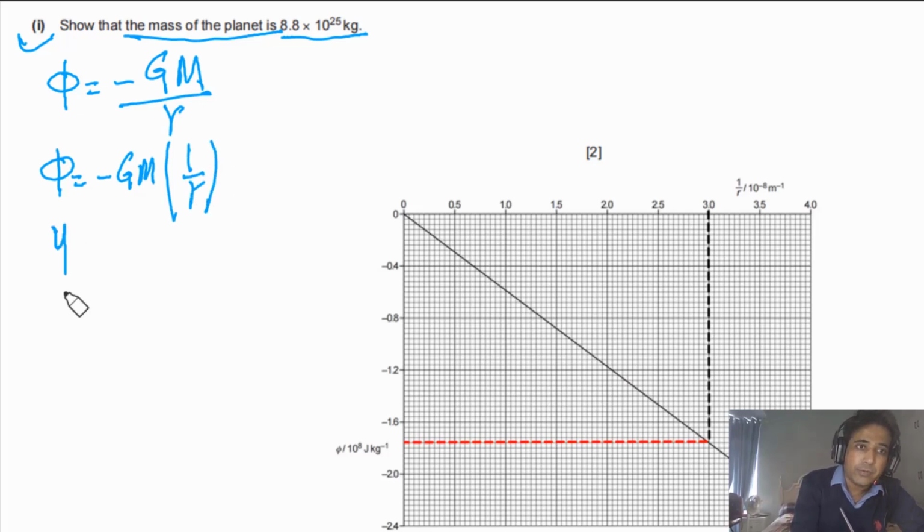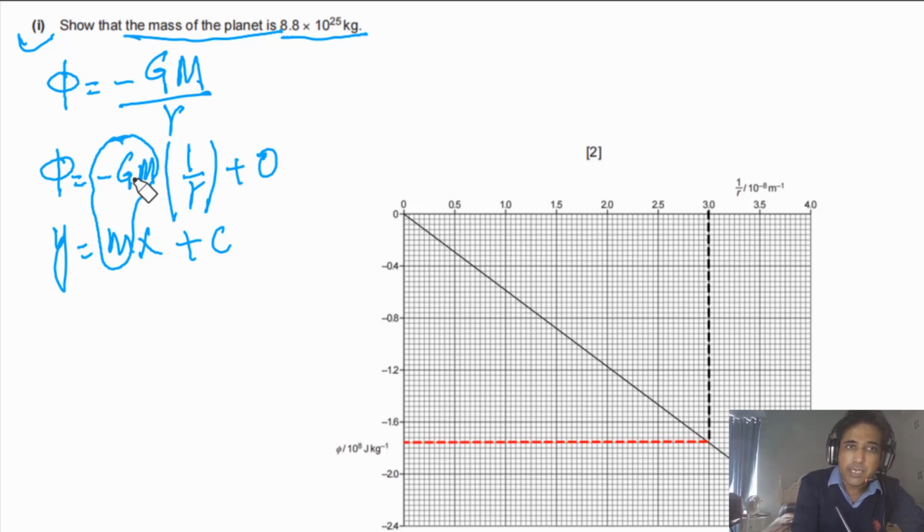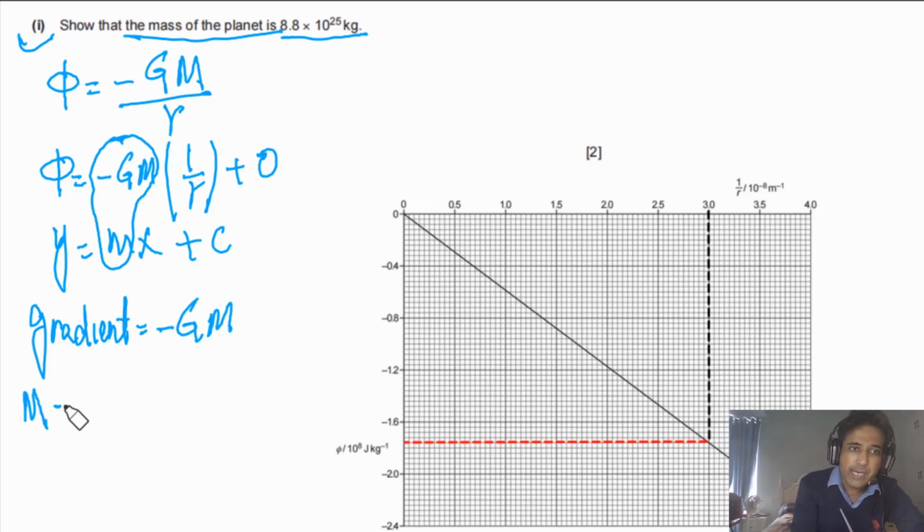Now if we compare this with the straight line equation, y is equal to mx plus c, in this case c is equal to 0. So we can simply say the gradient is equal to negative GM. We can write here that the gradient in this case is equal to negative GM. Here we need to find the value of mass M, so mass will be equal to negative gradient divided by G.